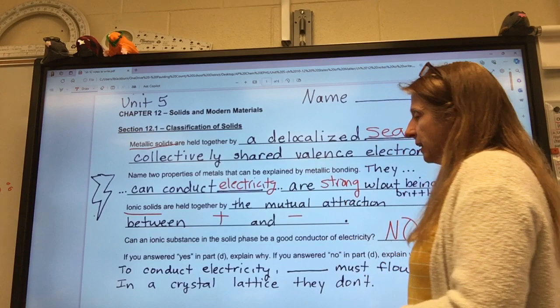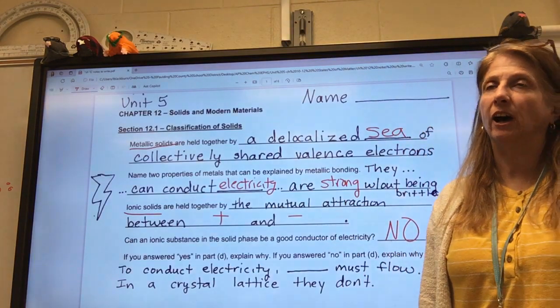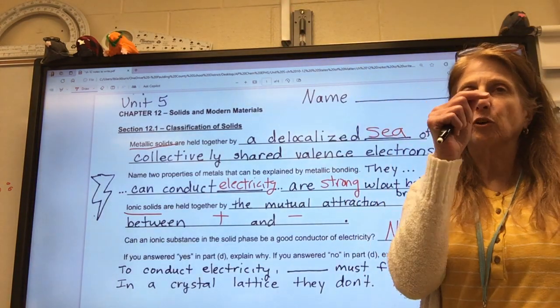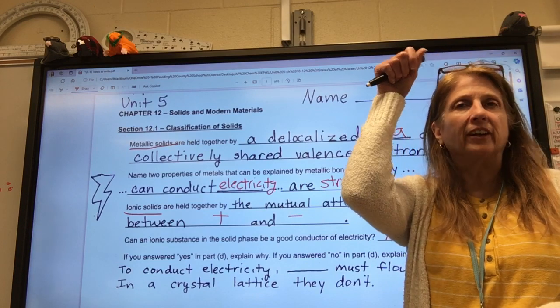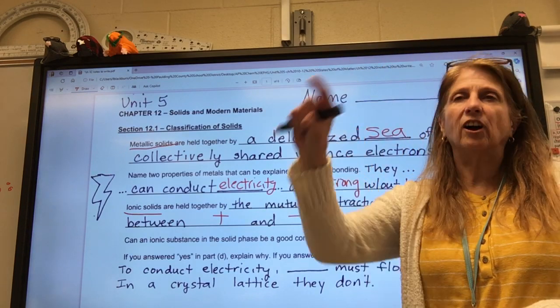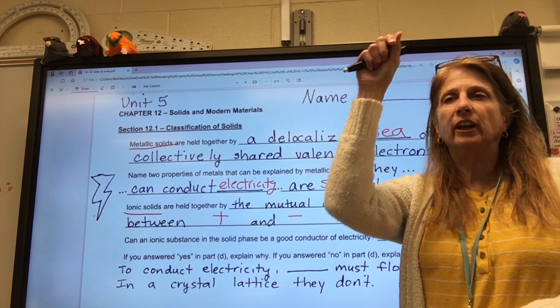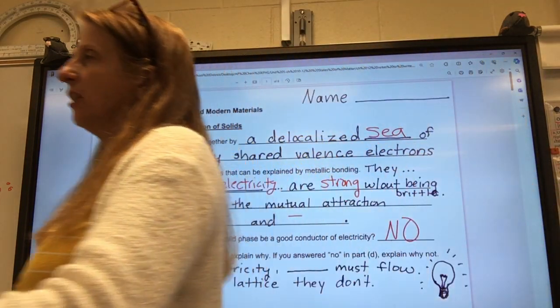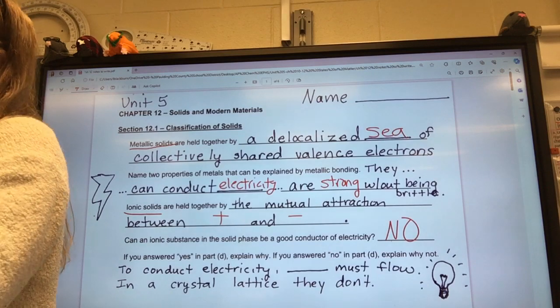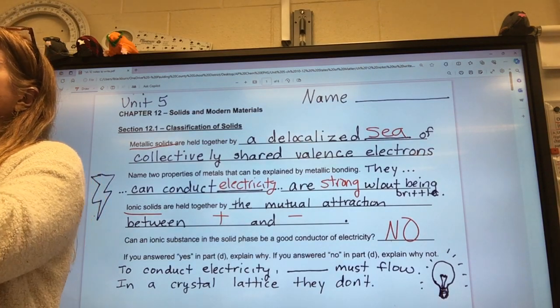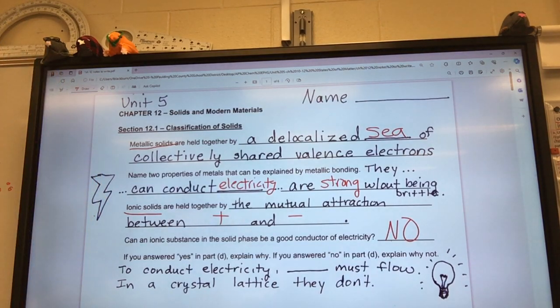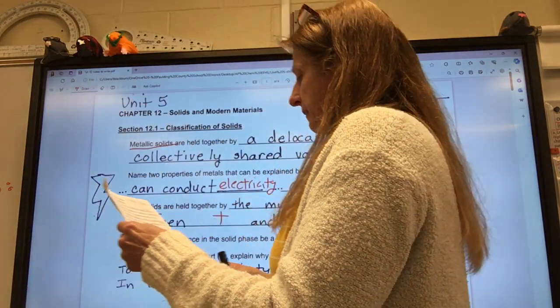No, it cannot. And we did this in the lab in honors. We took our little probe, we stuck it in the salt, it didn't light up. We took the salt, we poured it in the water, we stuck it in there, and it lit up. Did y'all do the conductivity lab? That's a good one for knowing the properties of ionic and covalent.